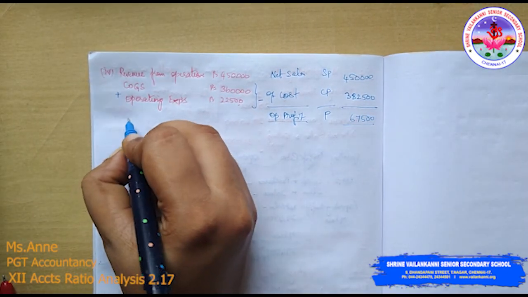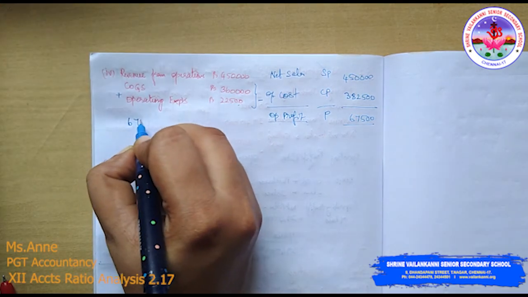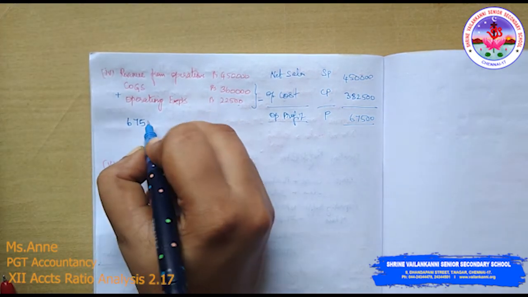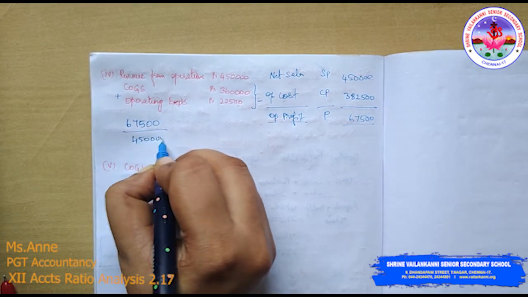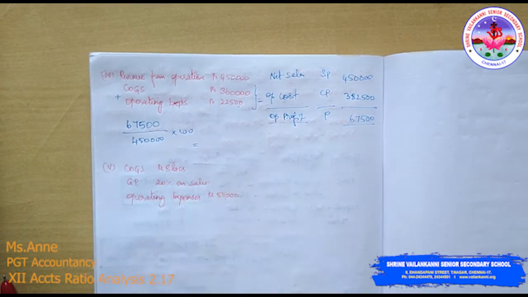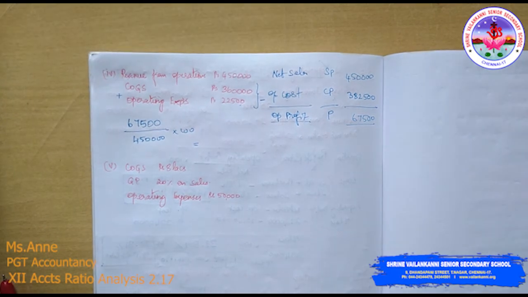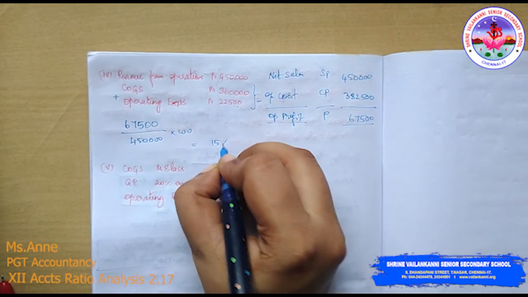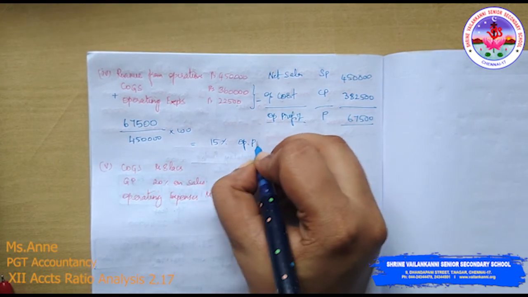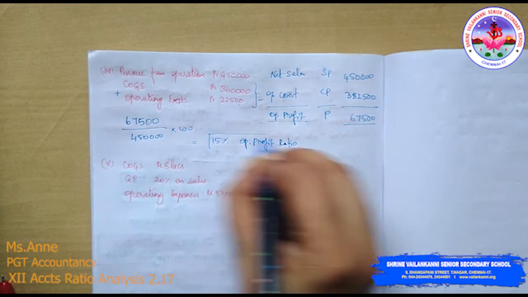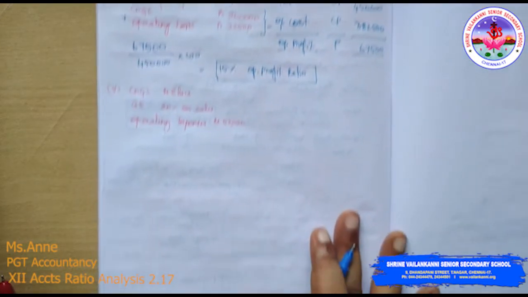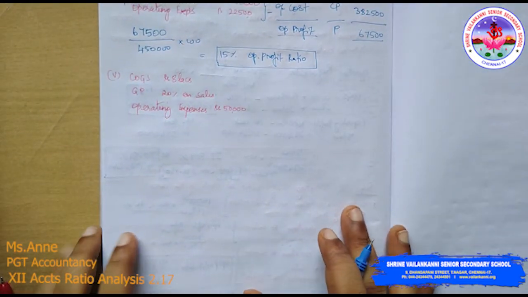Operating profit ratio is equal to 67,500 divided by 4,50,000 into 100. I am getting again 15% to be my operating profit ratio. I want you to try these variations of problems.